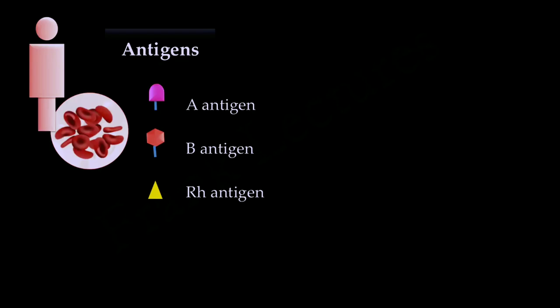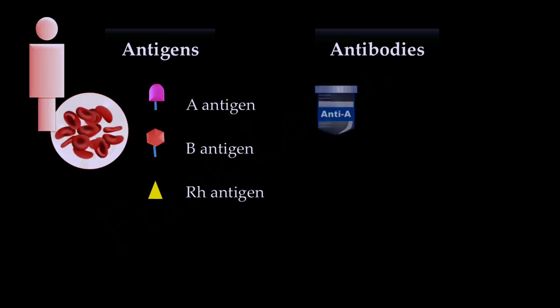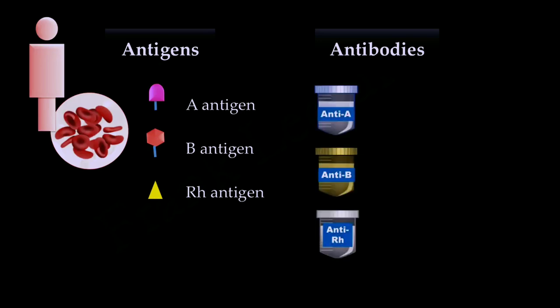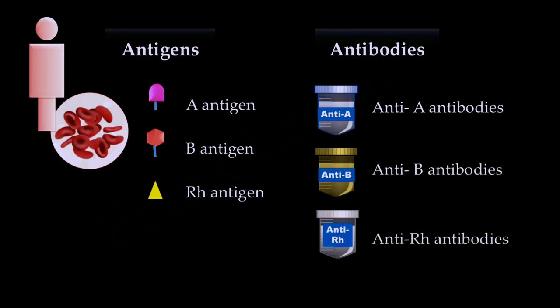Next, we will need antibodies specific to these red blood cell antigens. So, here we have 3 reagents labeled anti-A, anti-B, and anti-Rh. Reagent labeled anti-A contain antibodies against A antigens. Similarly, anti-B reagent contain antibodies against B antigens. Reagent labeled anti-Rh contain antibodies against Rh antigen.